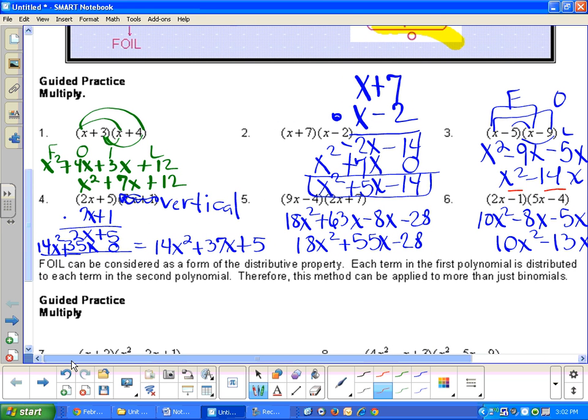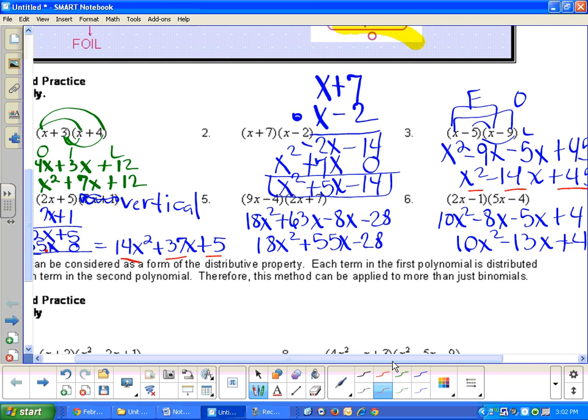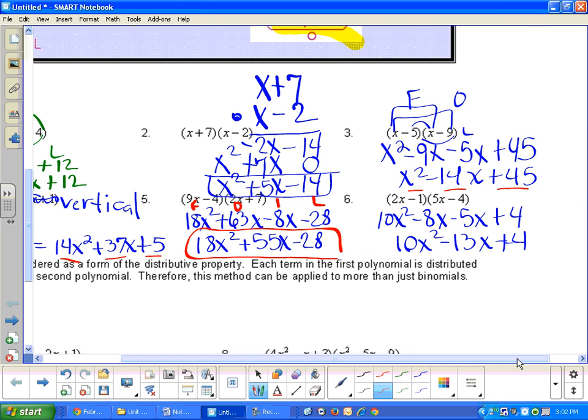On number 4, we use the vertical method. So I did the 1 times both of these, so it was a 0. 7 times 5 and 7 times 2. Combine our like terms, we have 14x squared plus 37x plus 5. For 5, first 2, outer 2, inner 2, and last 2. And we can combine them. And on number 6, first, outer, inner, and last. Okay, since negative times negative is positive. Combine your like terms.